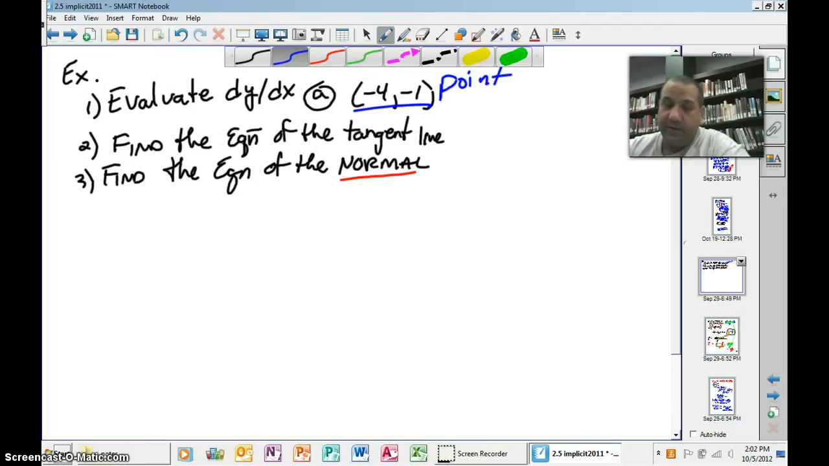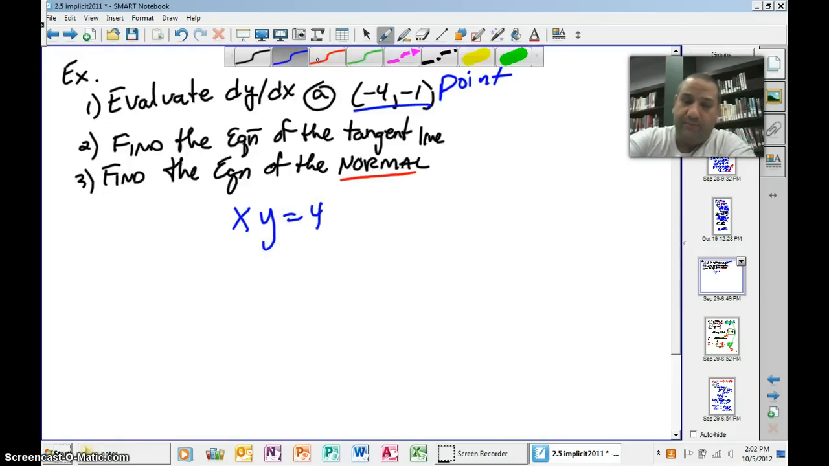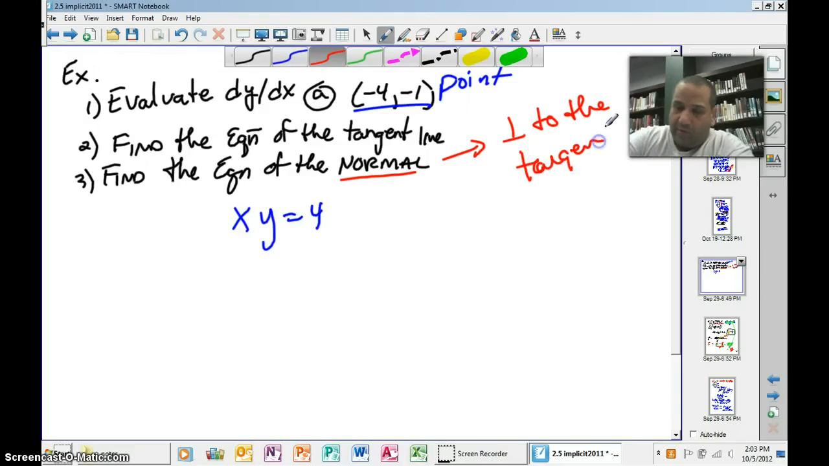Oh, wow, that's crazy stuff. I actually have 2 more. Evaluate this at that point. Find the equation of the tangent line, but I have to give you a problem. So let's give you a normal line. Well, actually, the normal line is perpendicular to the tangent line. And remember, that's opposite reciprocal slopes. So now I get this.